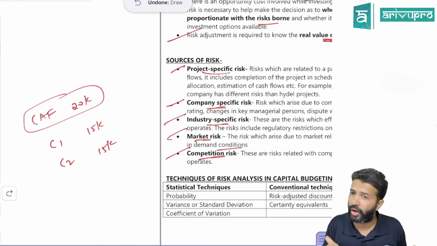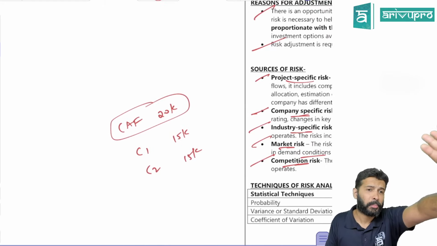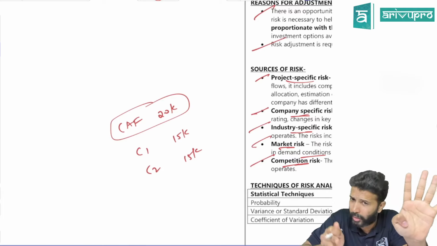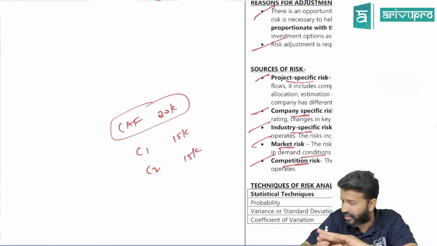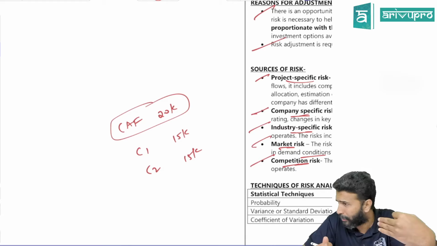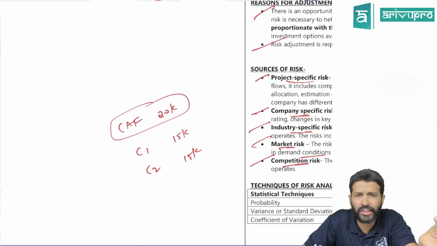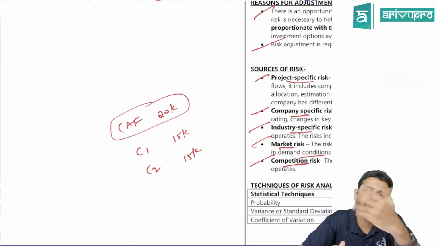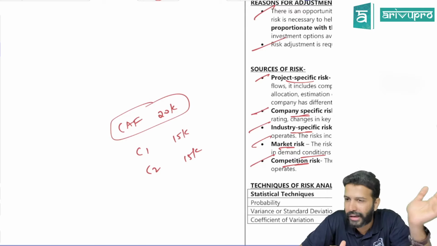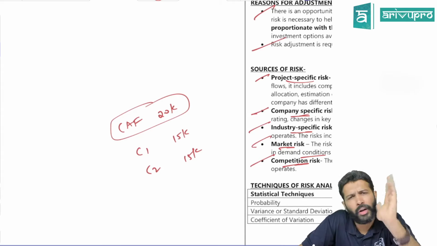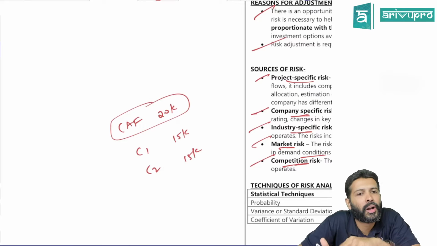Understood, everybody? Okay, if they ask, can you manage? So what are those again? Project specific risk, which comes from a specific assignment or project. Then company specific risk, which arises from the company, like change in the top management, dispute between the workers and management, etc. Then industry specific risk, which is affected by the overall industry. If there is any change in the industry policies, that could affect my company as well. Then market specific risk, which comes from the overall market: change in the demand conditions, entry of substitute products or COVID, etc. Last is your competition risk, which is a risk that comes from your competitors.